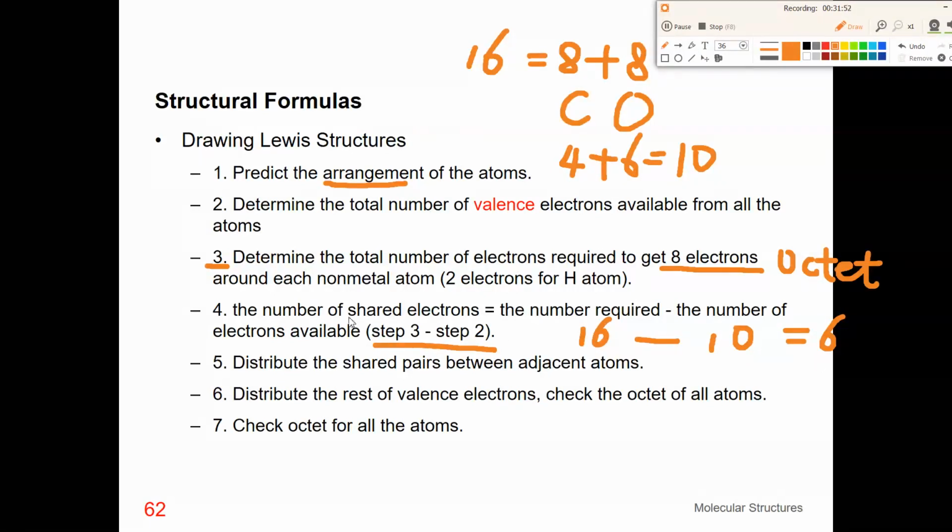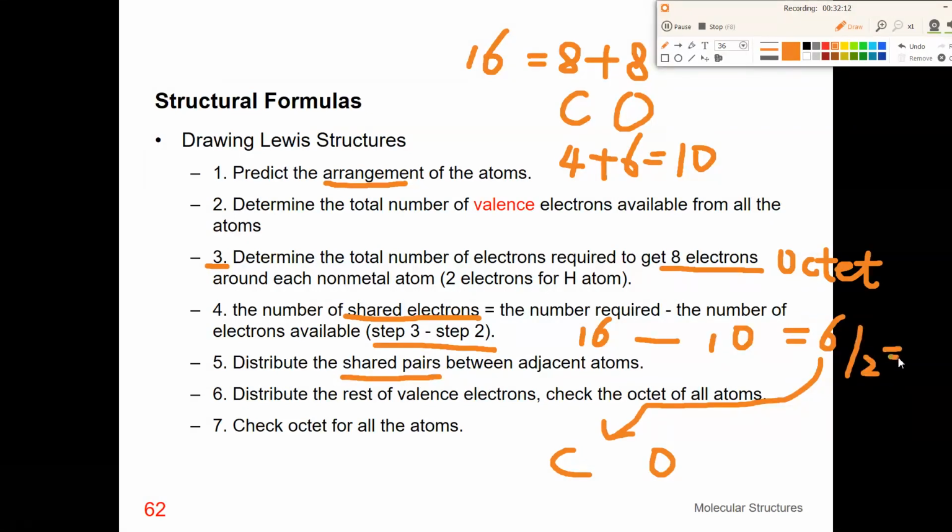So basically, these are the shared electrons. We need to have 6 electrons shared between carbon and oxygen. Then put the shared pairs between carbon and oxygen. 6 electrons, divided by 2, is 3 bonds, right? So we need to put 3 bonds between carbon and oxygen.